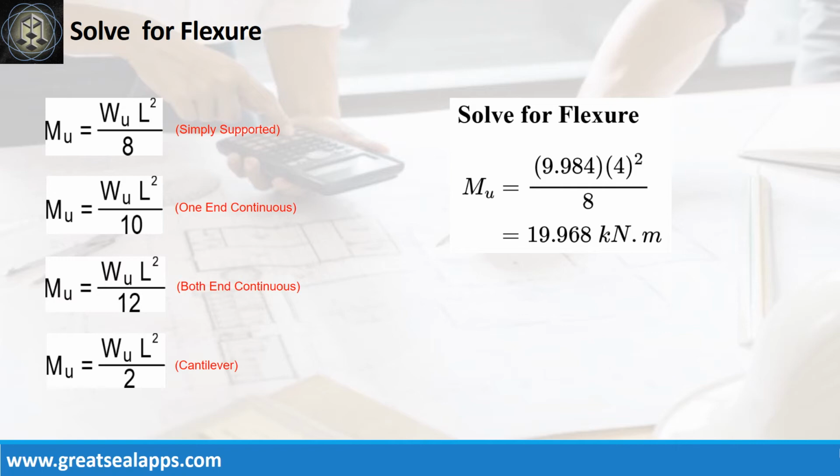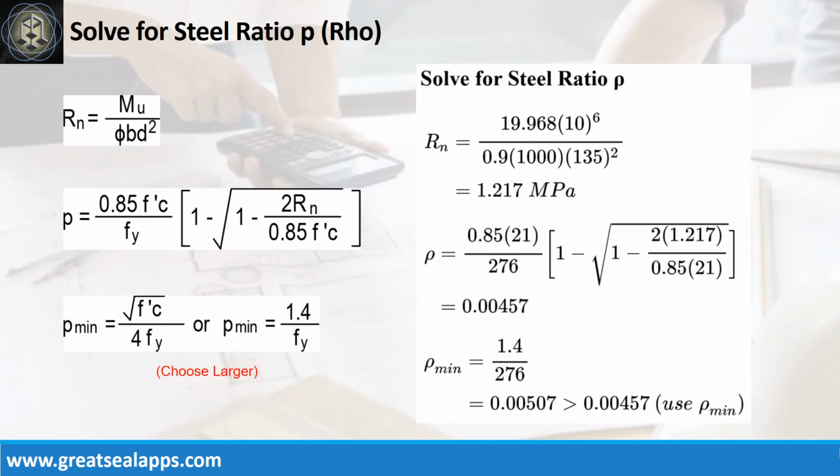Given factored load equals 9.984 kN per meter and L equals 4 meters, the maximum moment is 19.968 kN meter. Given maximum moment equals 19.968 kN meter, B equals 1000 mm and D equals 135 mm, the beam design ratio Rn equals 1.217 megapascal and reinforcement ratio ρ equals 0.00457.